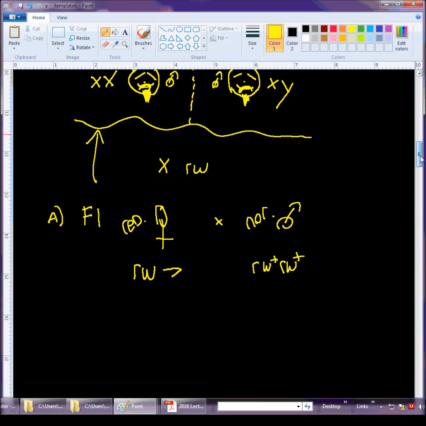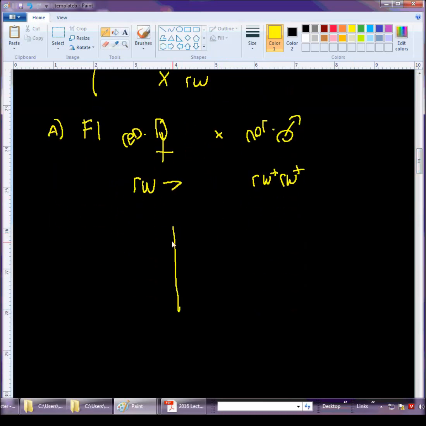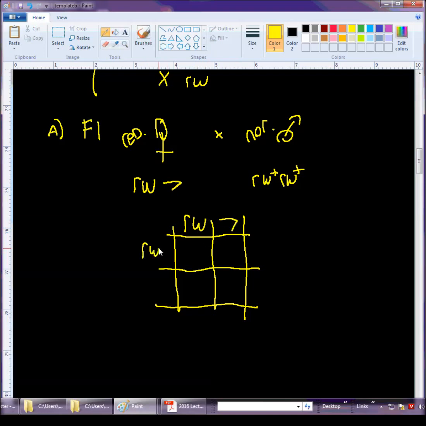So now we just need to do a Punnett square, and it's been a while since we've done these, but this is the easiest way to look at the results of this cross. So I'm just going to put the female gamete genotypes here, and then the male down here. And I'm not going to write RW. If it's RW plus, I'll just put a plus in here. So we have plus RW, plus Y chromosome, plus RW and plus Y chromosome.